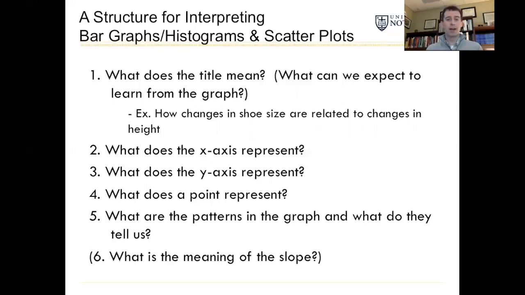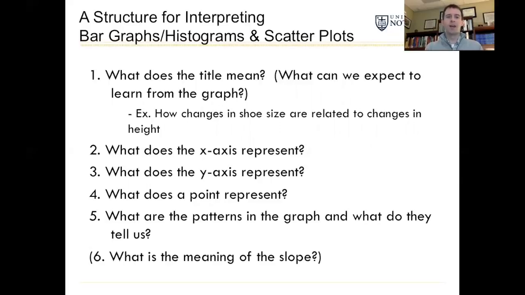Then we want to break it down into parts. So what does that x-axis represent? What does the y-axis represent? And push students beyond just reading the title. What does that mean? As you move down the axis, what does it mean if it's an increasing number or value, or if it's a bar graph? What do each of those categories represent?